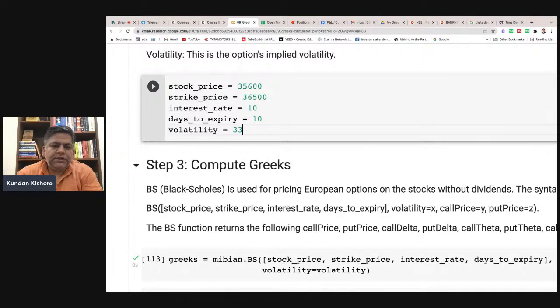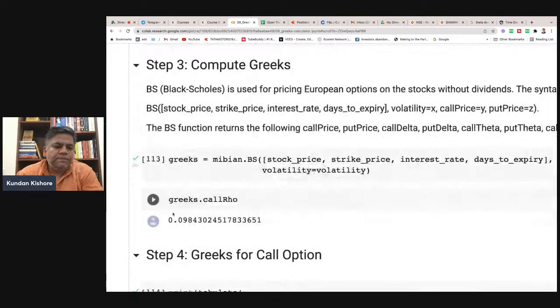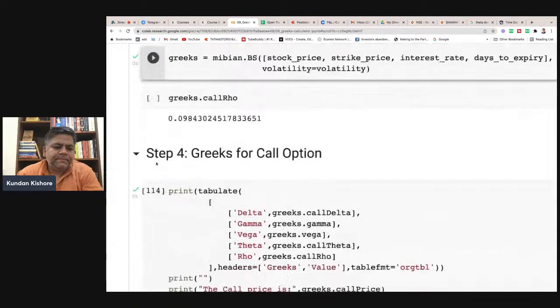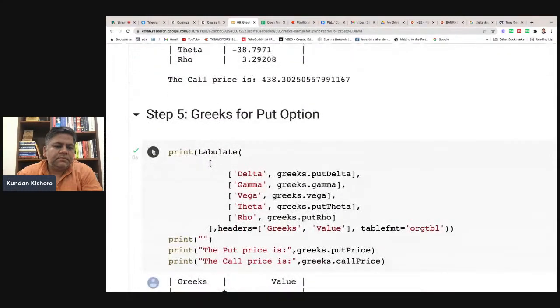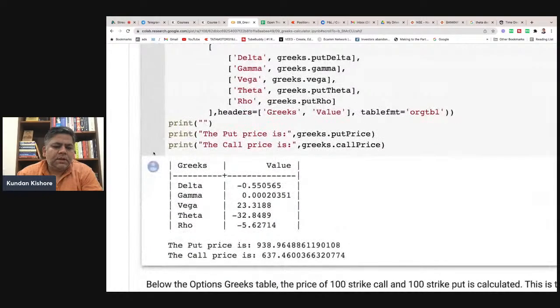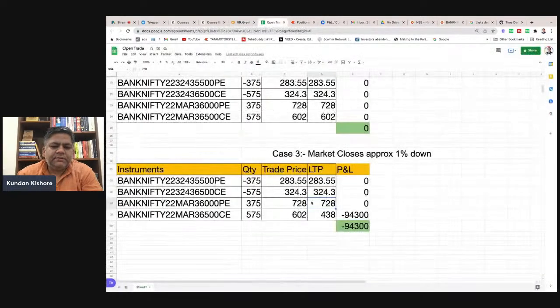Now let's take 33 as the volatility, and let's talk about the strike price 36,000 put. So how much will this go to? This will go to 938. So here we would be losing some money, since we have bought it and the quantity difference is there. So we are going to lose some money here. But then we need to find out how much we are going to make or lose on the one which we have sold for this week.